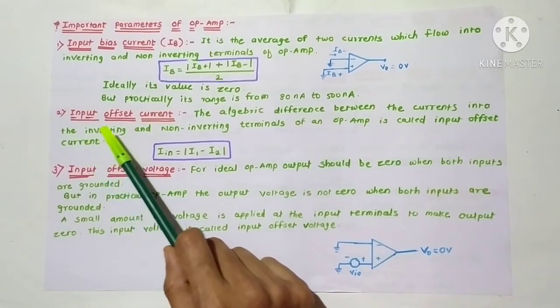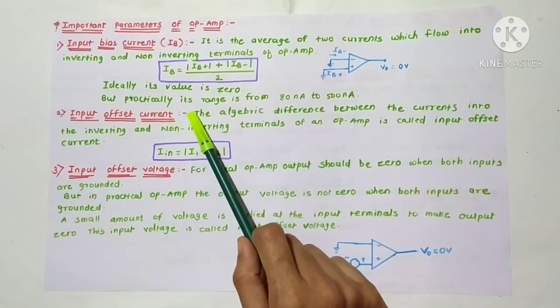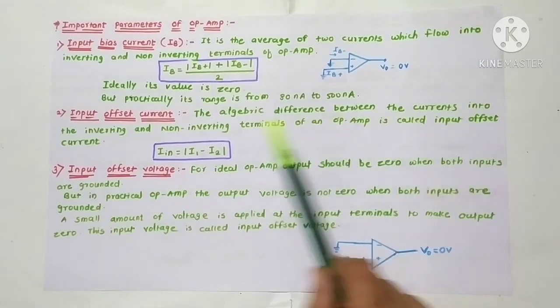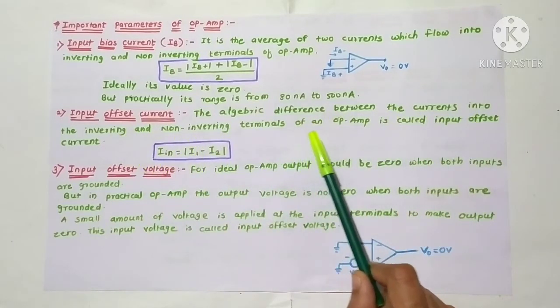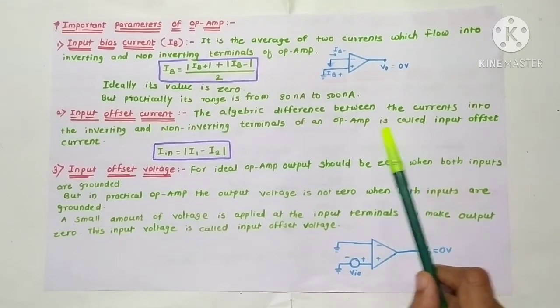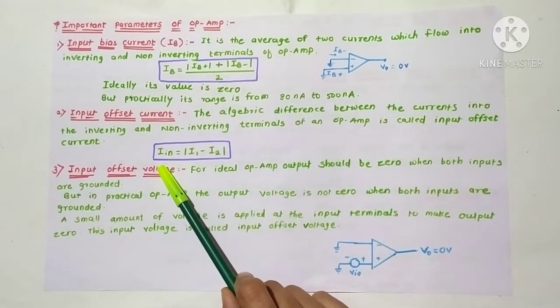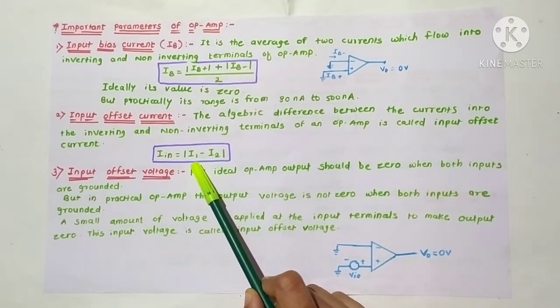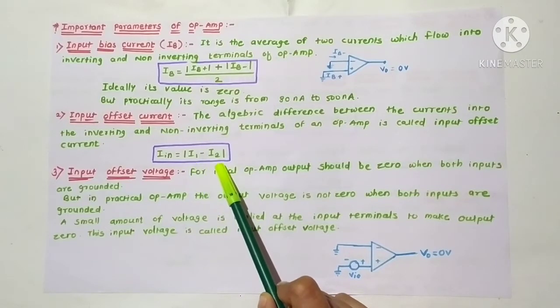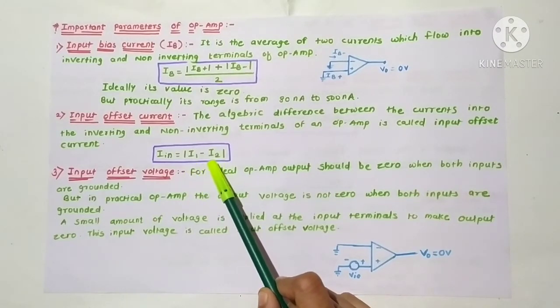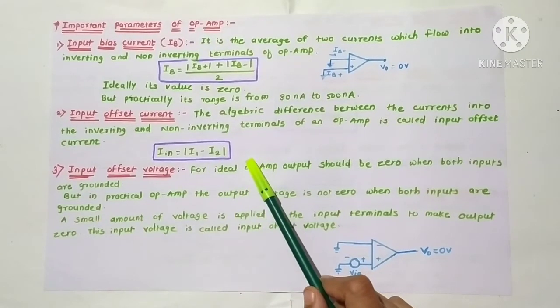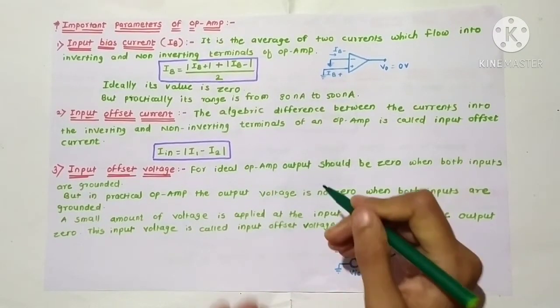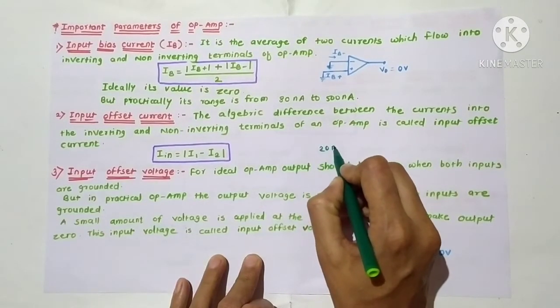The second one is the input offset current. It is the difference between the currents into the inverting and non-inverting terminals of an op-amp, and it is given by the equation I_io is equal to I1 minus I2. Suppose I1 is the current through the inverting terminal while I2 is the current through the non-inverting terminal of an op-amp. It shows us the difference between these two currents. Its maximum value is about 20 nanoampere.